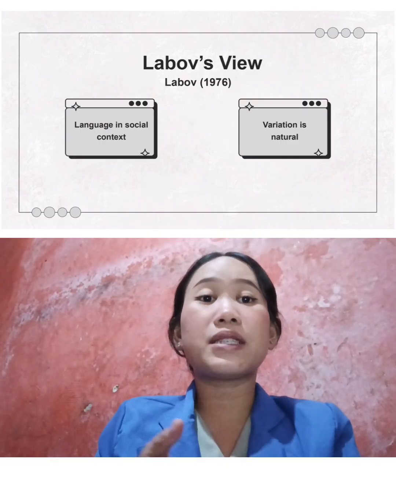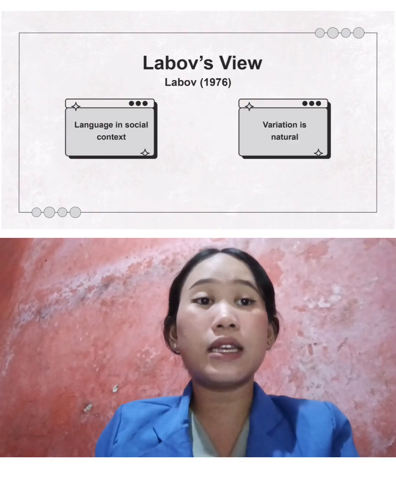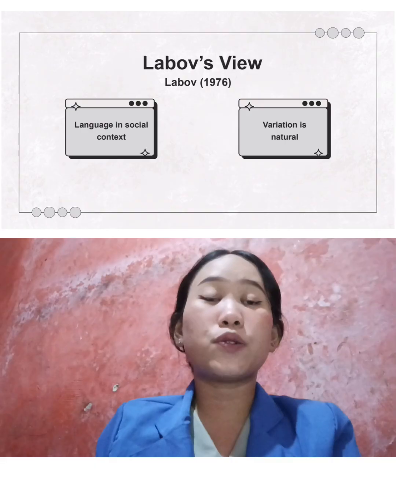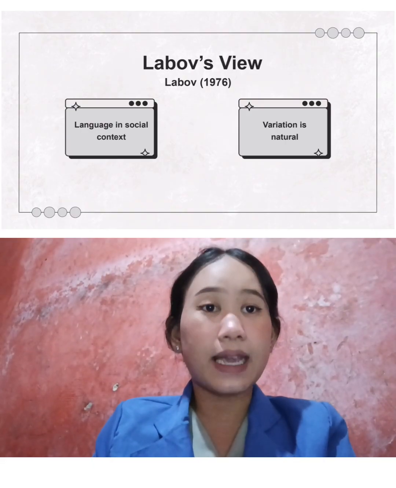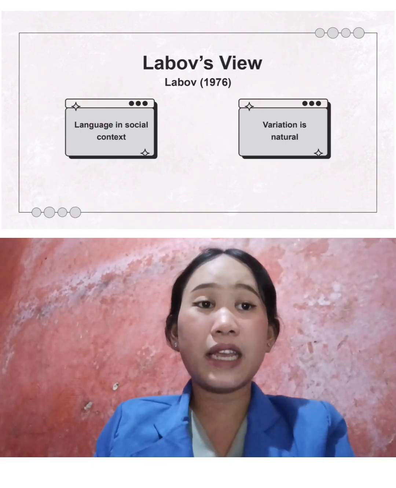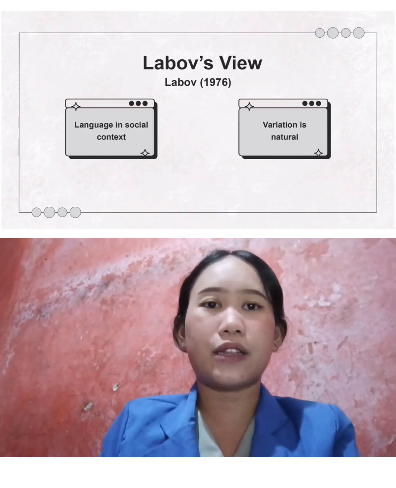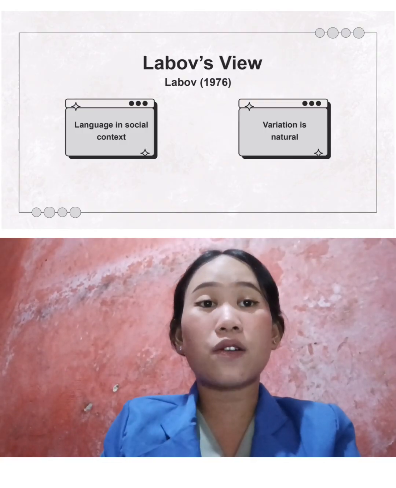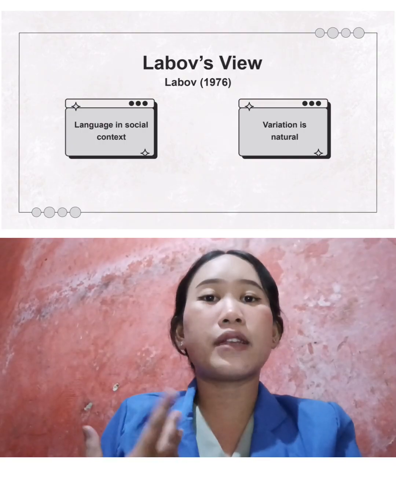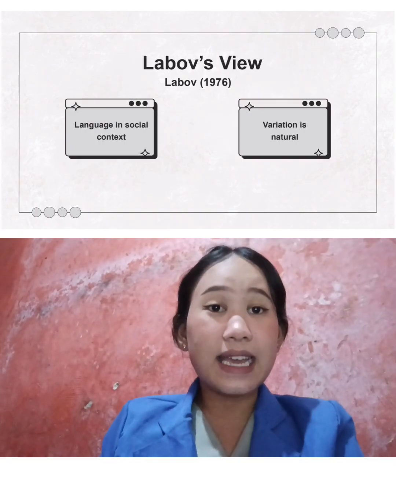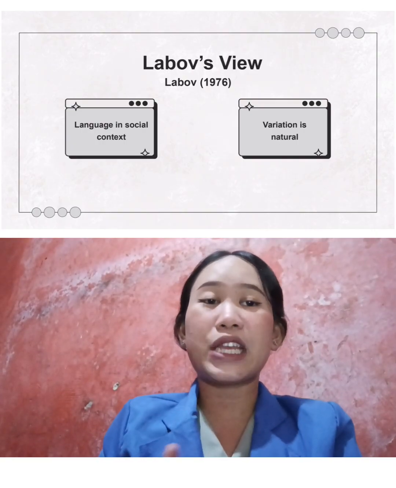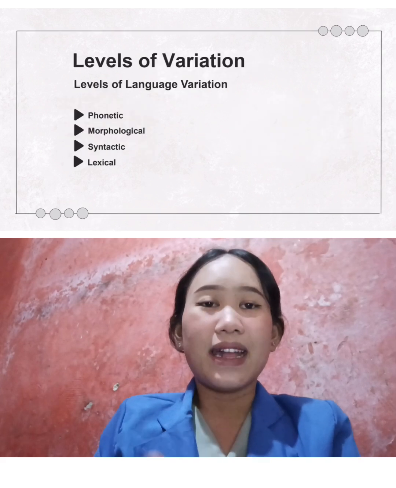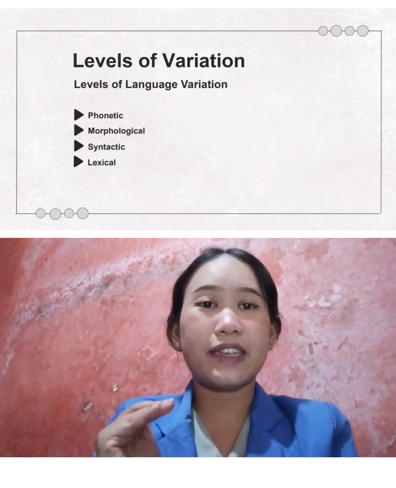Labov strongly emphasizes that language cannot be studied without society. According to him, sociolinguistics is linguistics itself because language exists only through social use. He argues that variation isn't only a mistake or deviation, but a natural characteristic of language. This idea is fundamental in understanding linguistic variation. Next slide is levels of variation.